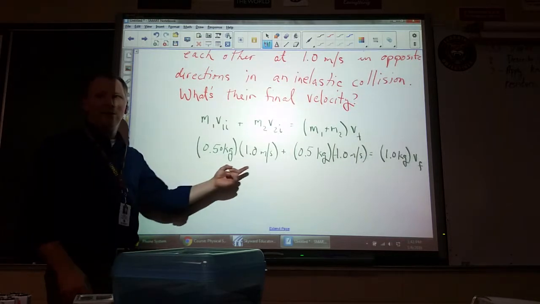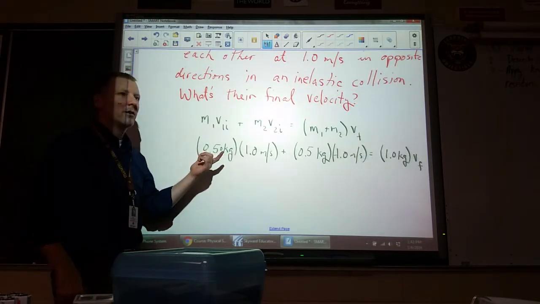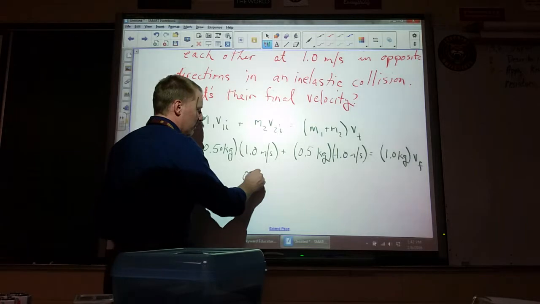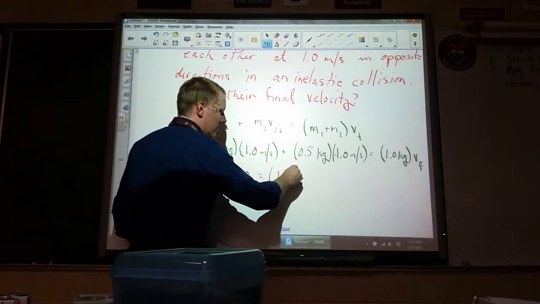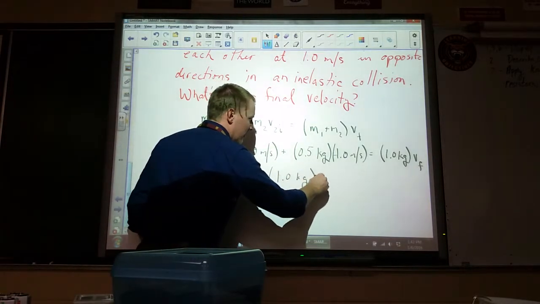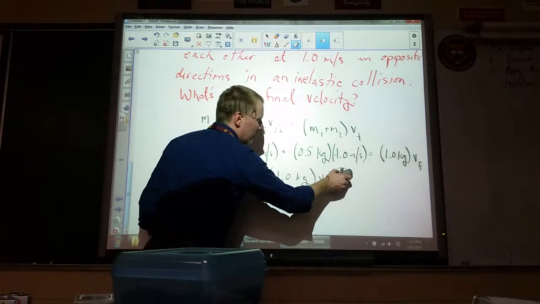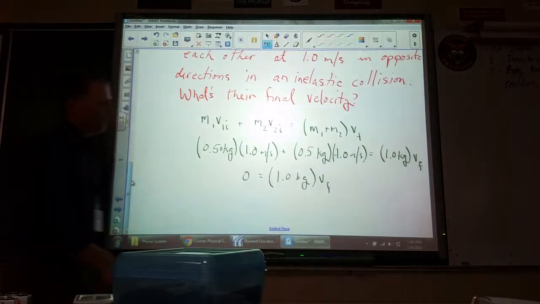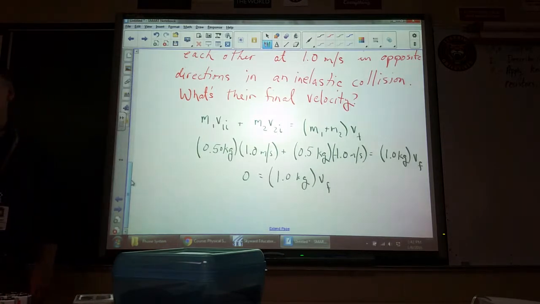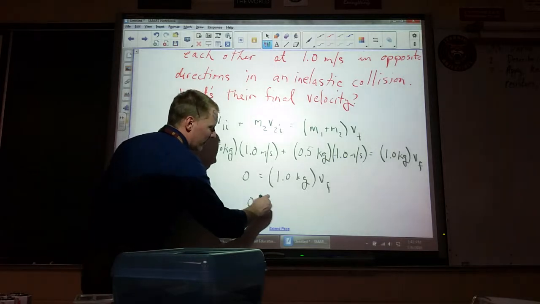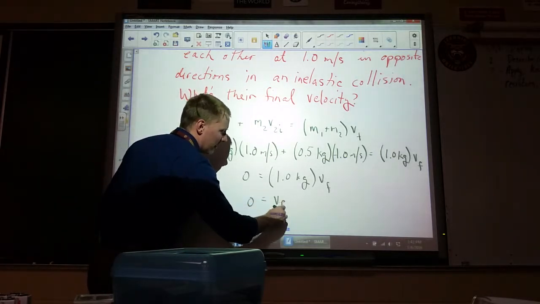What sum do we have over on the left side? 0, which means our velocity must be 0. And that is what we had observed there.